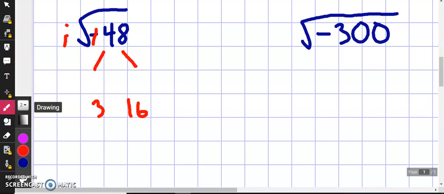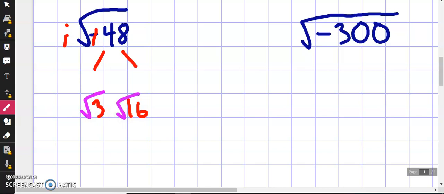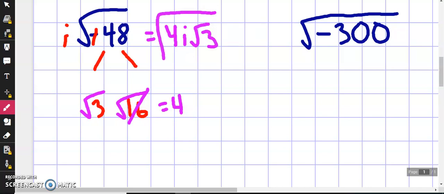Then I'm going to take the square root of both of those numbers. The 3 does not have a whole number square root, but the 16 does, and so that reduces to a 4. So when I'm writing down my final answer, I need to copy down the imaginary i and the 4 from the simplified 16, and then since the 3 didn't have a square root, I will just leave it under the radical sign. So the square root of negative 48 simplifies to 4i square root 3.